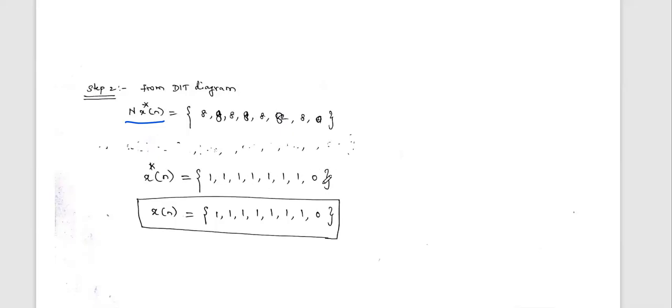Okay, so again, we have to take the complex conjugate of this answer. But in this case, all answers are real. There is no imaginary part. So that's why the x of n is the same value, as it is. So the x of n is equal to 7 ones, 0. So this is the inverse DFT of the given sequence.